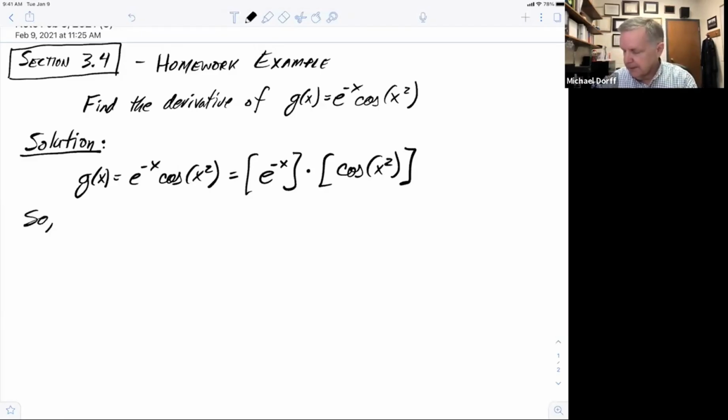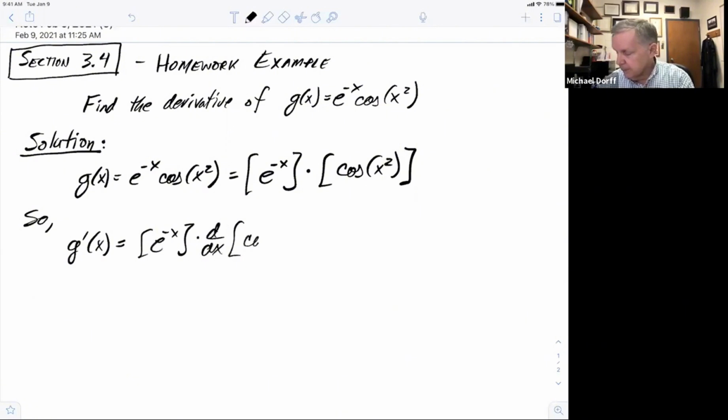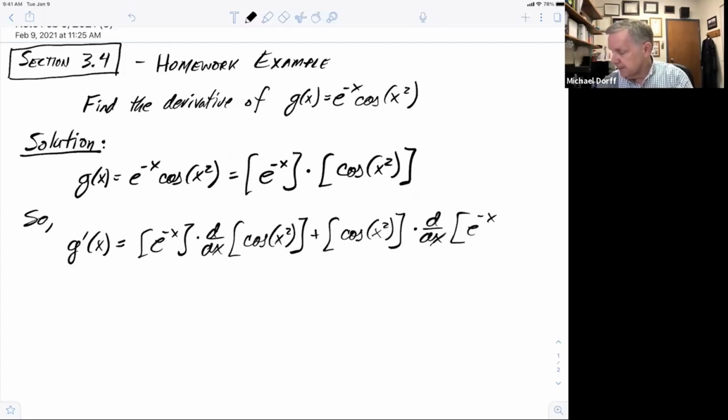So let's take the derivative. g prime of x is going to equal, so I do the product rule. The product rule says I do the first, so it's e to the negative x times the derivative of the second, that's the derivative of cosine of x squared, plus the second, cosine of x squared, times the derivative of the first, e to the negative x. All right, so we haven't even done the chain rule yet. We've just done the product rule.